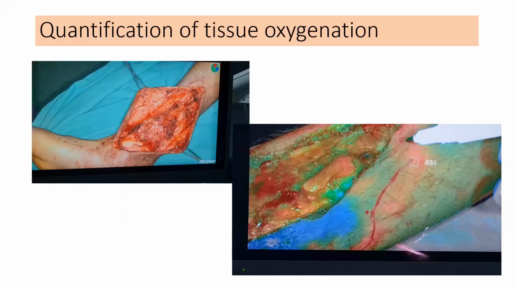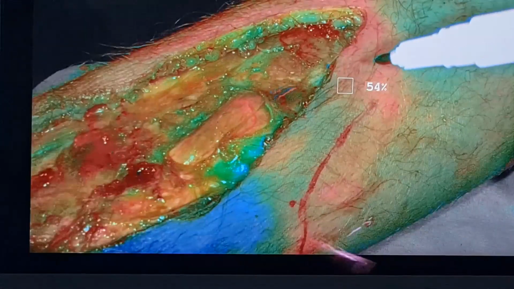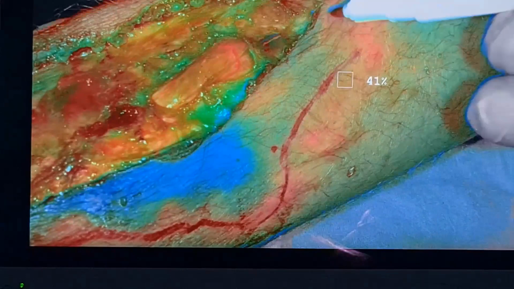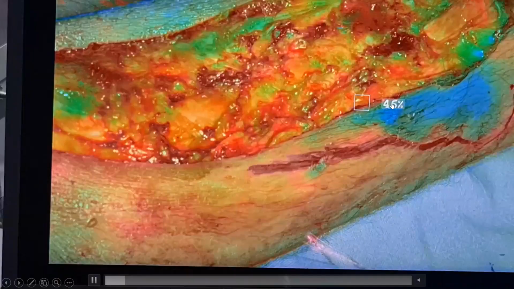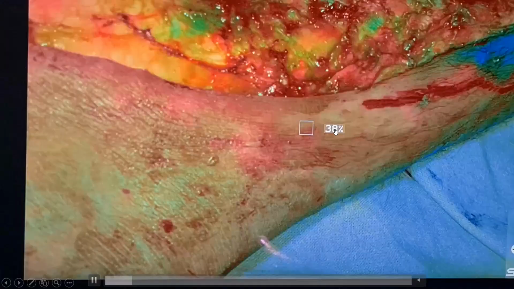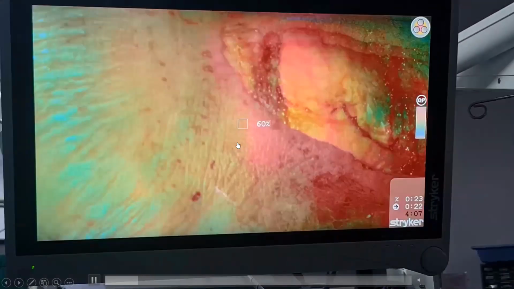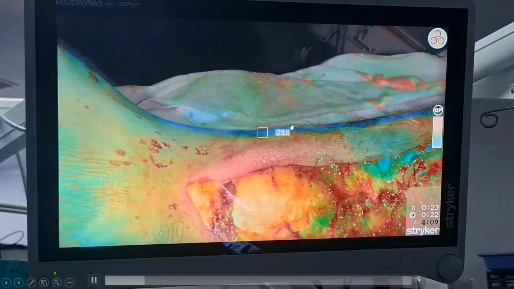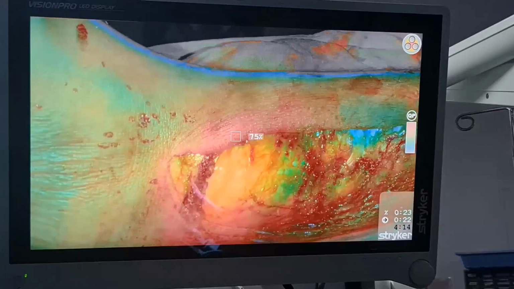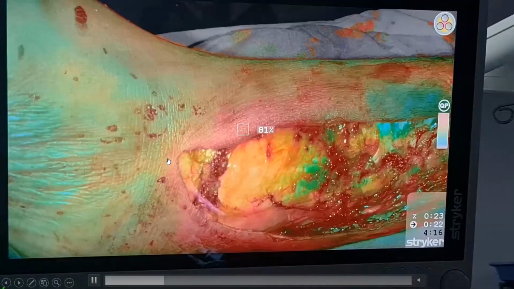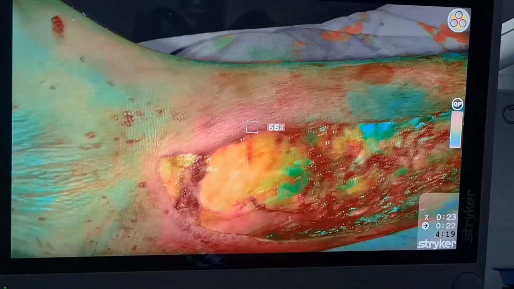Even so, we can do tissue quantification, how much percentage of blood and oxygen is there in the tissue. You can see the figure there, 38% here, then here it is more, 40%, then this particular part more than 60%. So quantification of the oxygen can also be done with this camera system. That is very important, but that is for open surgery.